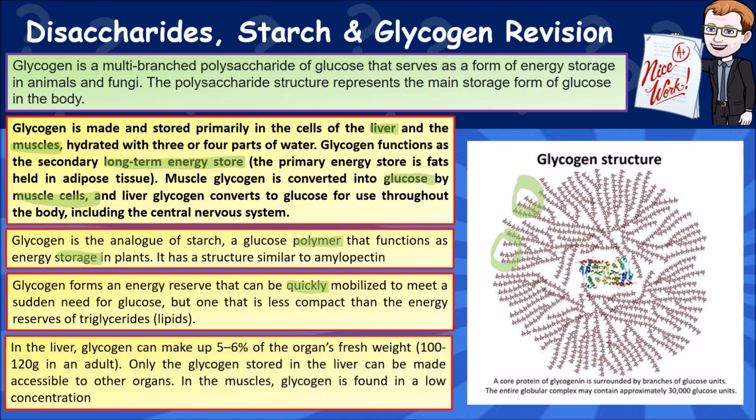So, in the liver, glycogen is produced, and you can see that it's made and broken down really quickly because lots of enzymes can act on all of these branched ends.